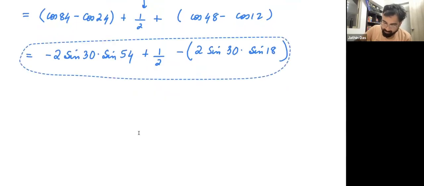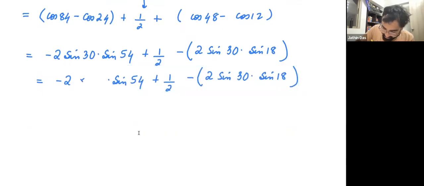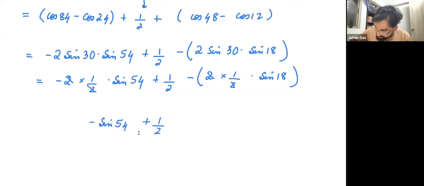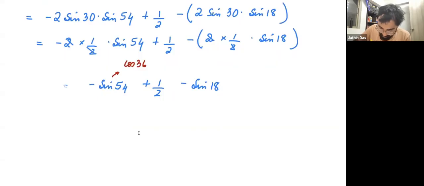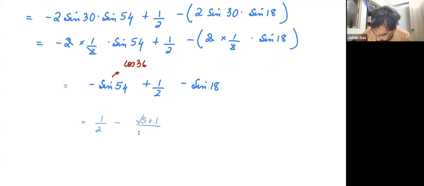Here this much is clear. You might have got this. Now let's put the value of sine 30 in the next step. The value of sine 30 is half. Here also the value of sine 30 is half. Half cancels. Okay, it's minus sine 54 plus half minus sine 18. And sine 54 I can write as cos 36. It's half of minus root 5 plus 1 by 4 minus root 5 minus 1 by 4.